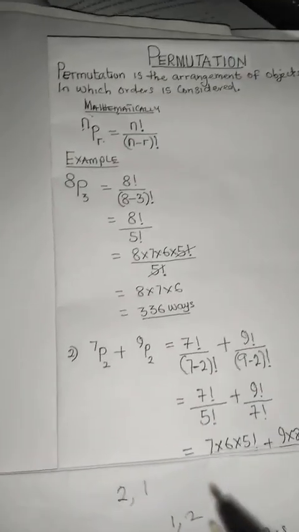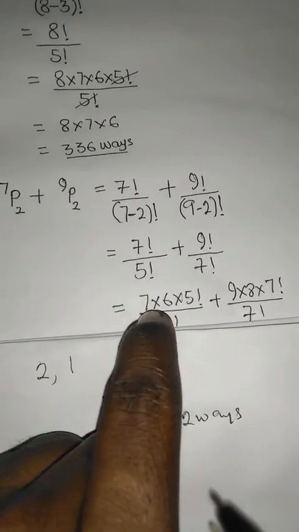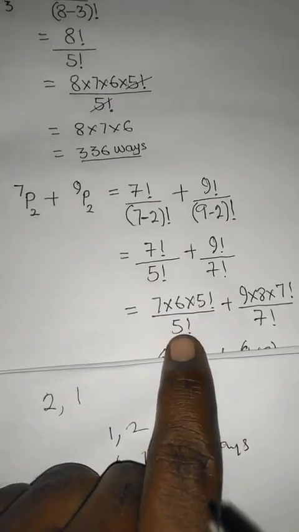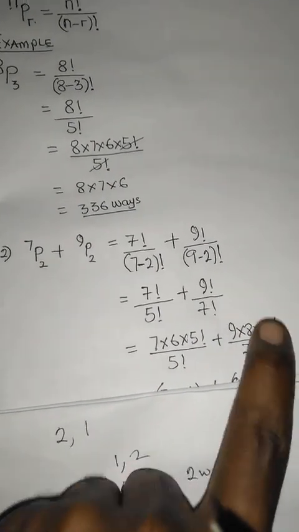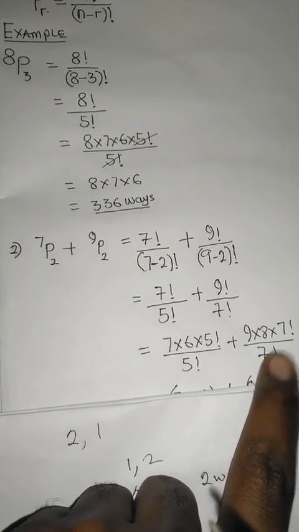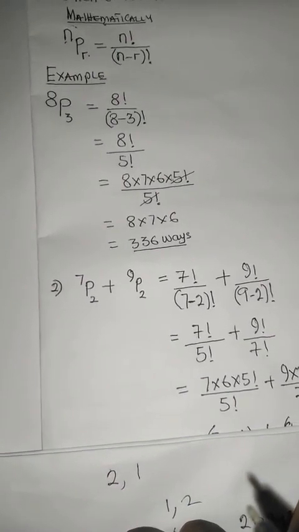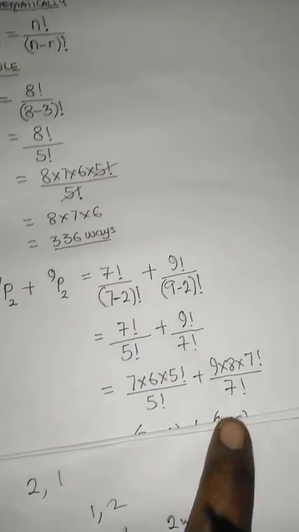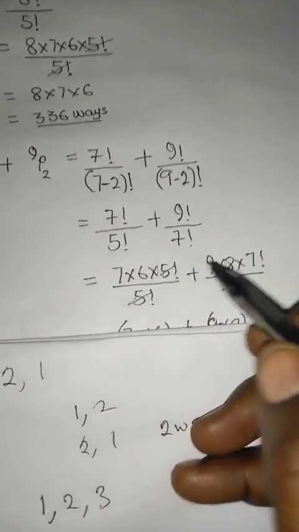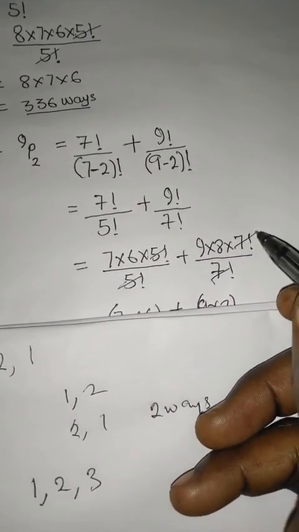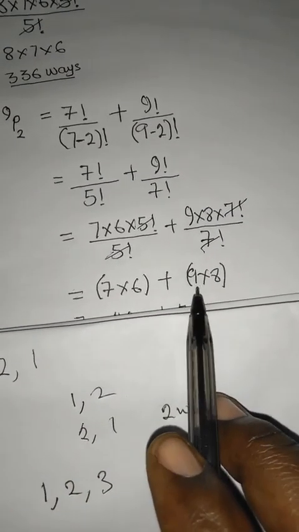Now, you are going to expand 7 factorial down to 5 factorial, because the denominator here is 5 factorial. And you're going to expand 9 factorial down to 7 factorial, because the denominator here is 7 factorial. Because we said factorial is the product of a number and all other positive integers below the number. So what will you now do here? You see that your 5 factorial cancels your 5 factorial, your 7 factorial cancels your 7 factorial. We are left with 7 times 6 plus 9 times 8.